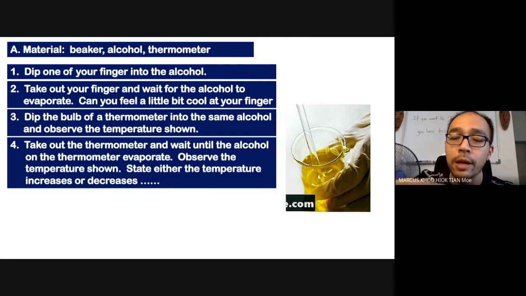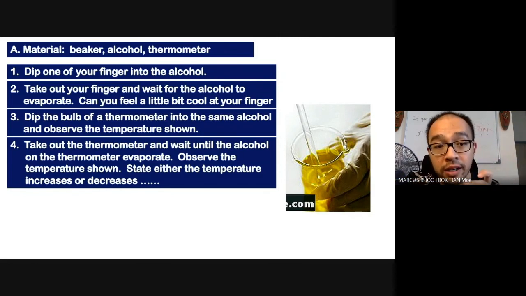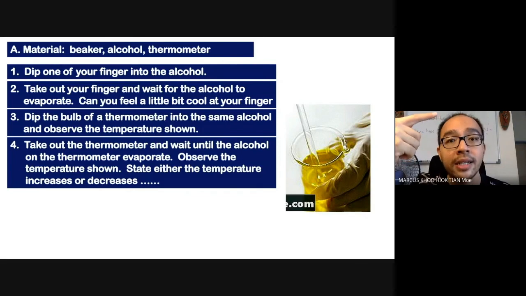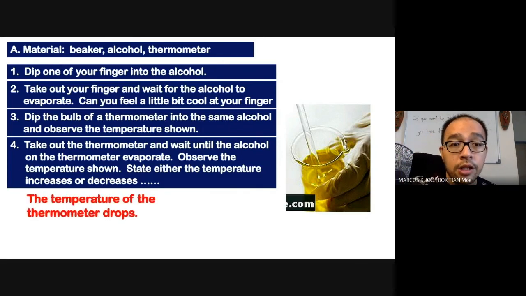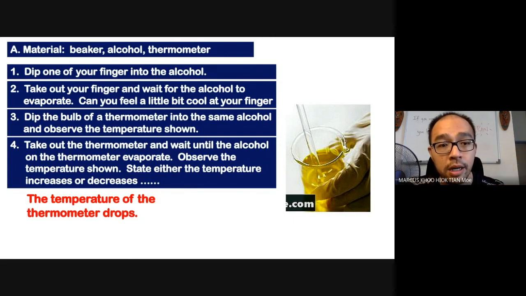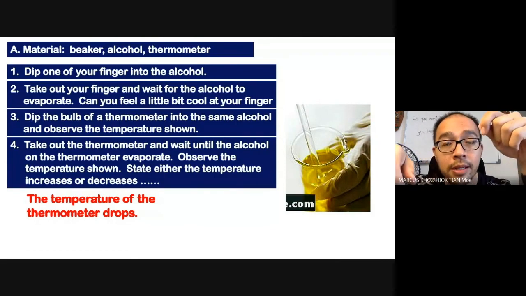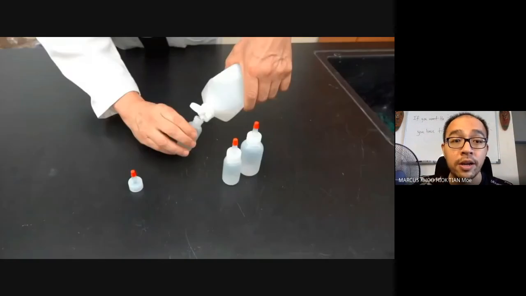But why is it that when I put the alcohol here on my hand, it gives a cooling effect? What is happening? That's the question that needs to be answered. Think about it in terms of the heat. Why is my hand feeling so cold? We find that the temperature of the thermometer will drop. If I put the thermometer into the alcohol and then take out the thermometer, I will find that the temperature will drop. Take a look at this.